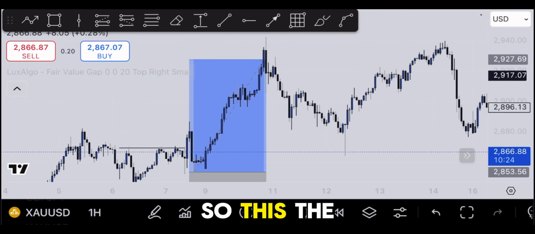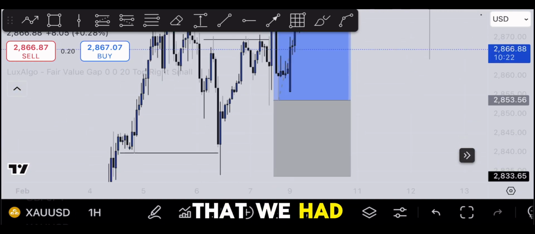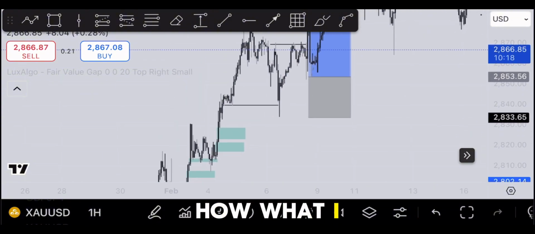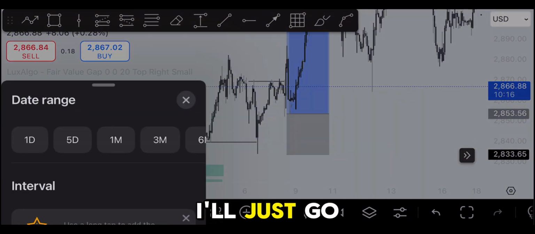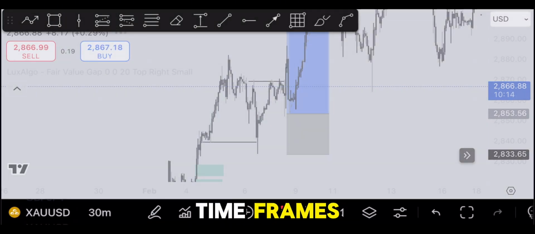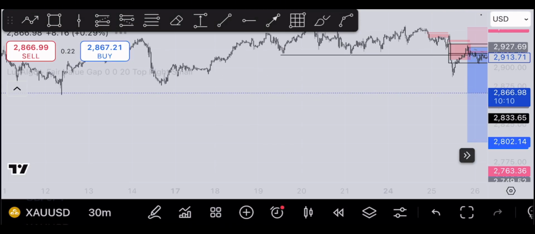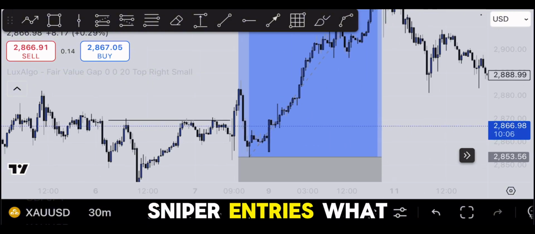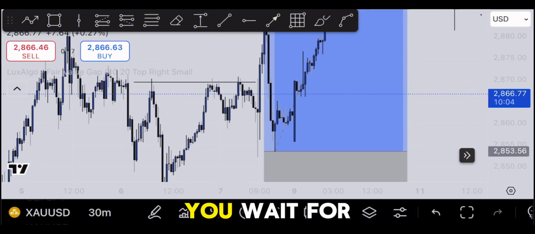Let's look. Okay, so this is the last bullish setup that we had before we went higher, and I'll just show you guys what we're talking about. I'll go to my lower time frames because we usually get our entries in these low time frames. So if you want to have very sniper entries, what do you actually wait for?